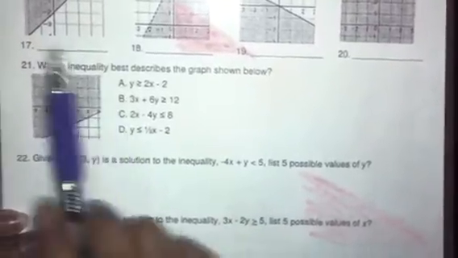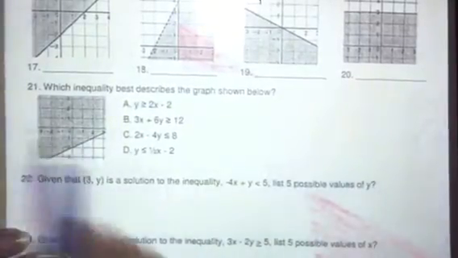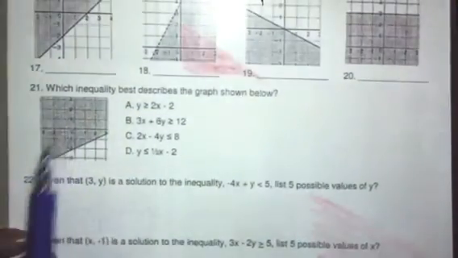All right, so I'm going to solve 21. This problem is going to help you solve 17 through 20 as well. In order for me to explain these, you're going to pretend that there's no answer choices, so ignore the answer choices for now. And what you're going to do is write an inequality given the graph.